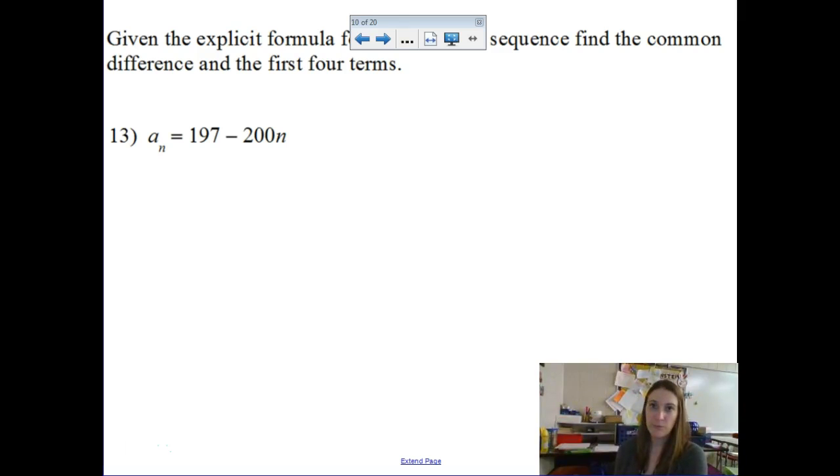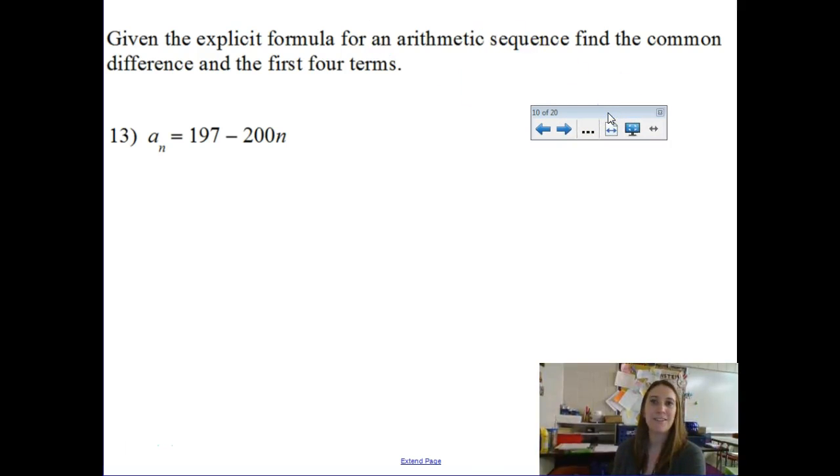Alright, so here they want us to find the arithmetic sequence. Given the explicit formula, find the common difference and the first 4 terms. What I like about this version of the explicit formula is that these numbers actually mean something. This number right here is the first term minus a common difference. And whatever this coefficient is for the n, that is the common difference. That's how the formula simplifies down.